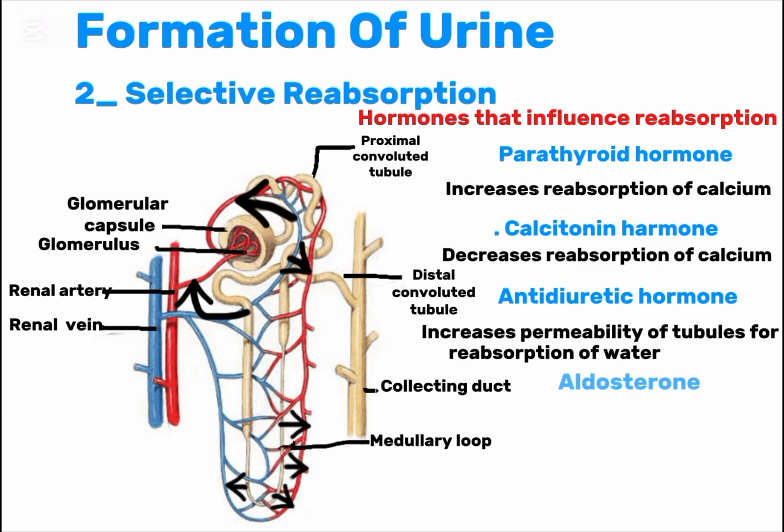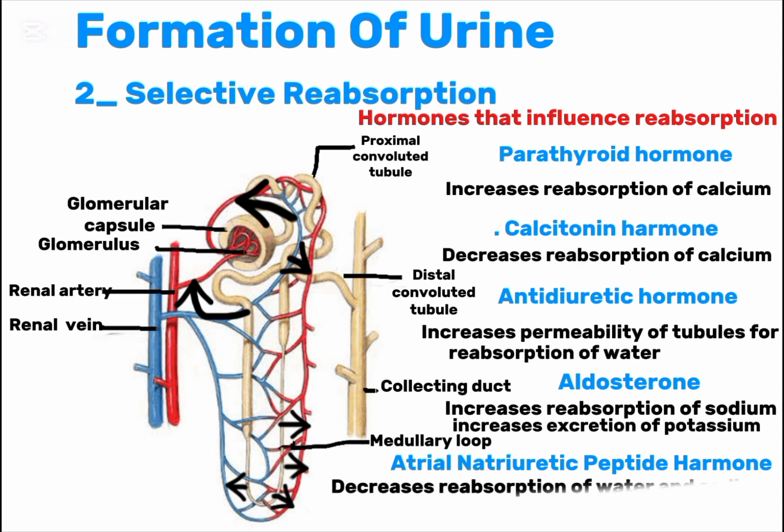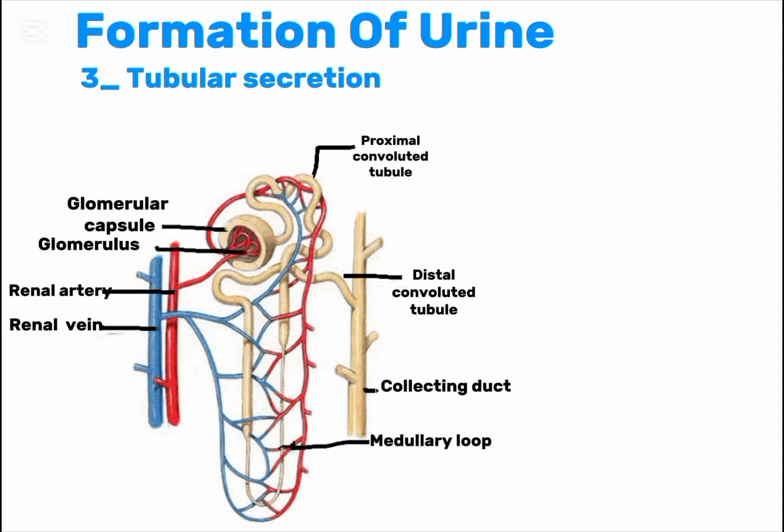The next hormone is aldosterone, which is secreted from the adrenal cortex. This hormone increases the reabsorption of sodium and increases the excretion of potassium from the blood. Atrial natriuretic peptide hormone is secreted from the atria of the heart in case of high blood volume. This hormone decreases the reabsorption of water and sodium in the proximal convoluted tubules and collecting ducts to decrease the blood volume.